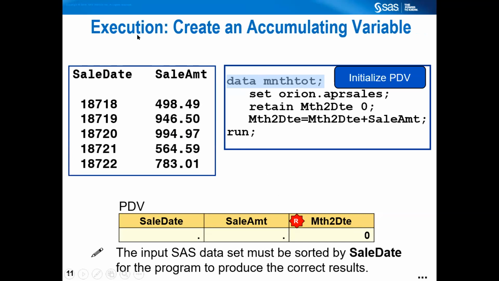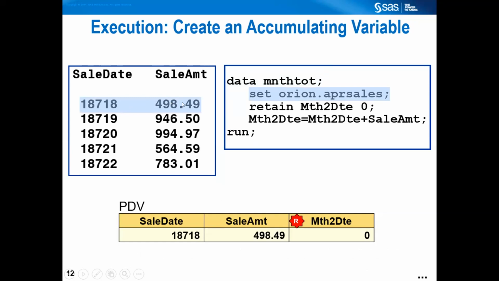So during the execution phase, your PDV gets initialized to missing at the first iteration cycle. Okay, so now because you have provided in your retain that this column should have an initial value of 0, it will take it as 0. Now look at here how it works. During the execution phase, when your data step is read, your first statement is the data statement. You are creating a new data set. Your PDV is initialized to missing. So when it enters the next statement of your data step, which is set, it reads the first row of observation from your input data set into the PDV.